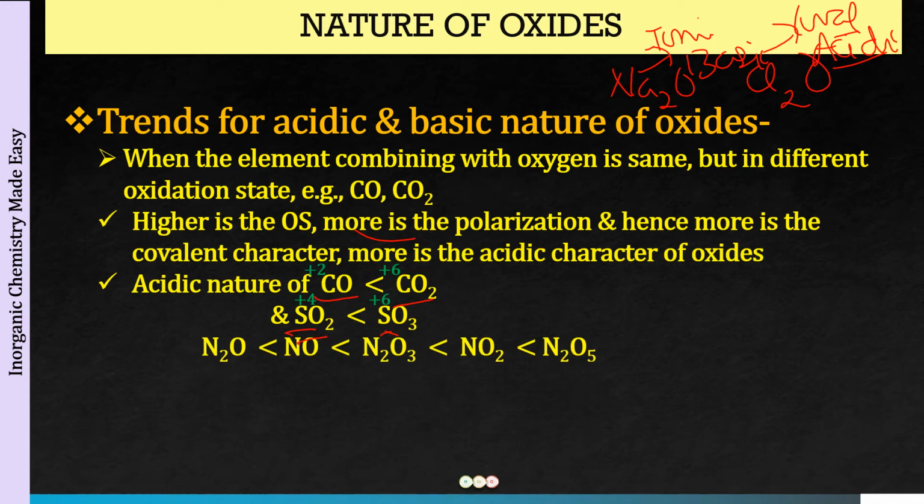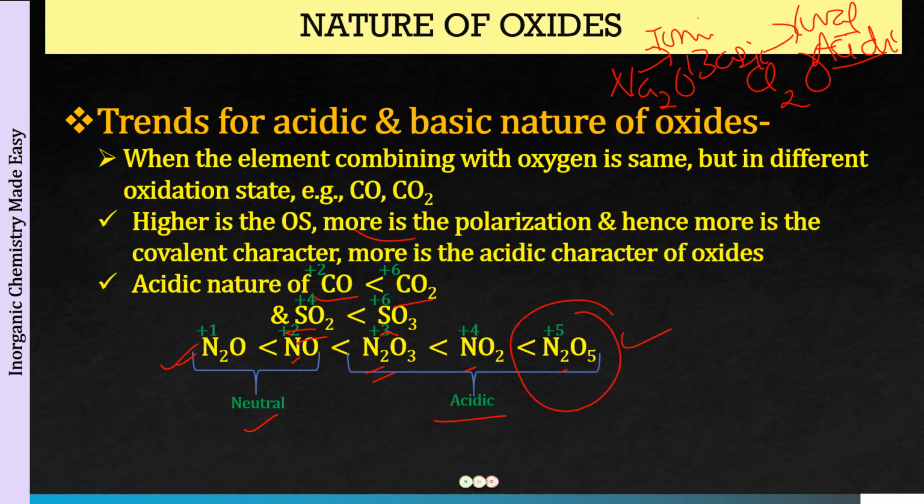If you now compare all the oxides of nitrogen, I will write down the oxidation states of nitrogen. In N2O it is +1, NO is +2, N2O3 is +3, NO2 is +4 and N2O5 is +5. So the oxidation state is increasing as we move from N2O to N2O5, and therefore the acidic character will also increase. What we find is that N2O and NO are neutral. N2O3, NO2 and N2O5 are all acidic. Which is the most acidic? It will be N2O5.